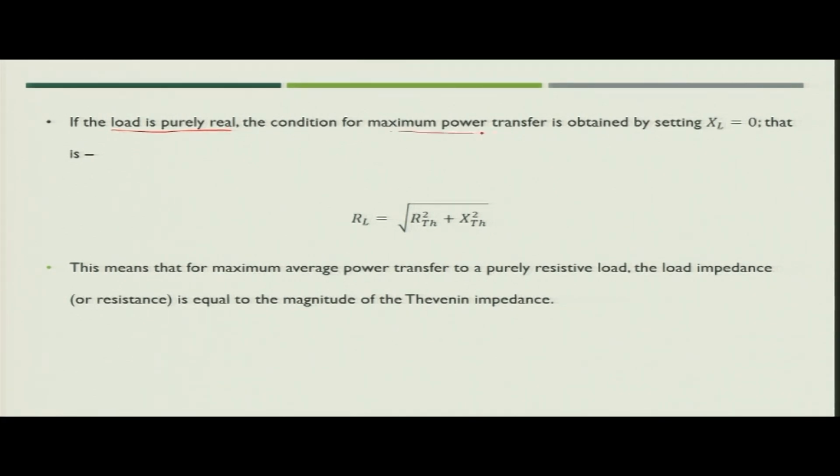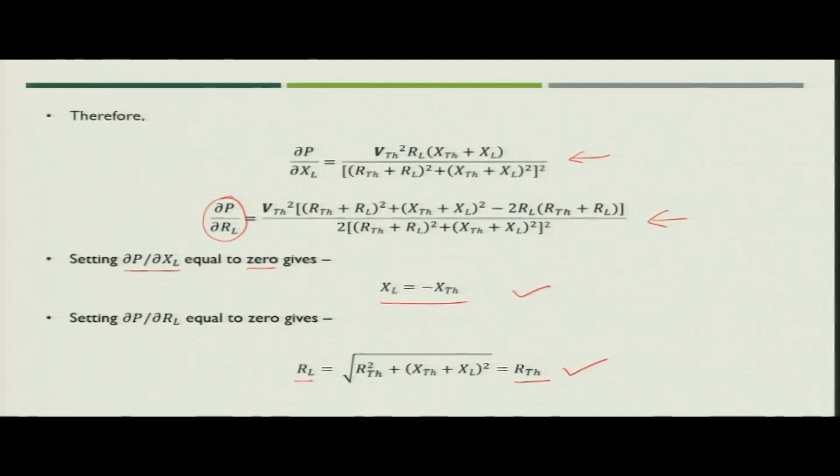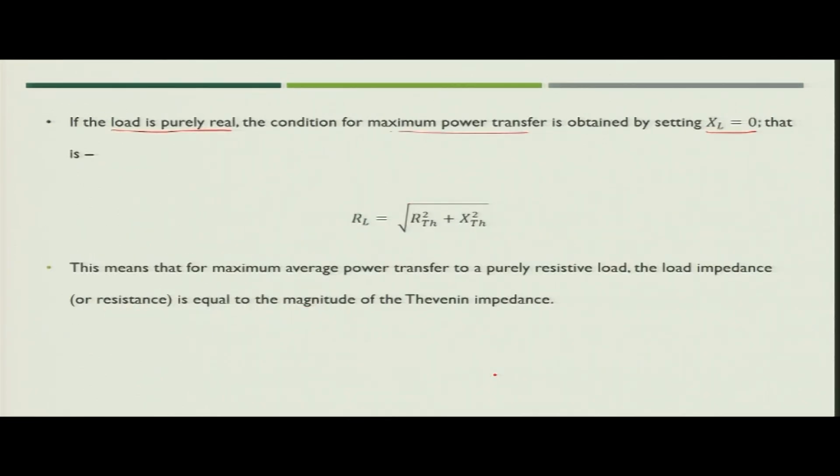The condition for maximum power transfer will be obtained by setting XL equal to 0. So, where will you put the value? You set the value of XL equal to 0 here. What you get is RL equal to under root of RTH square plus XTH square. So, in case of DC, the maximum power transfer was obtained by setting RL equal to RTH, but in case of AC, the value of RL would be equal to under root of RTH square plus XTH square.